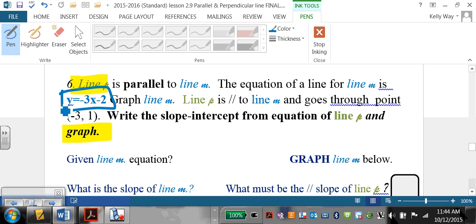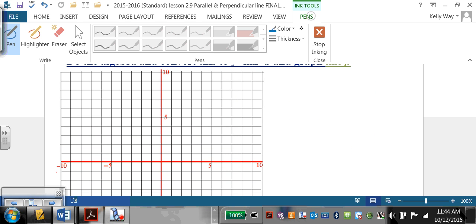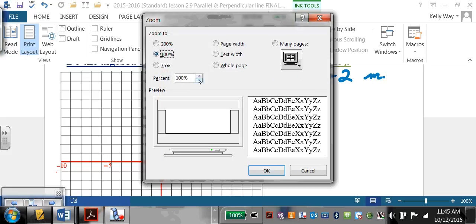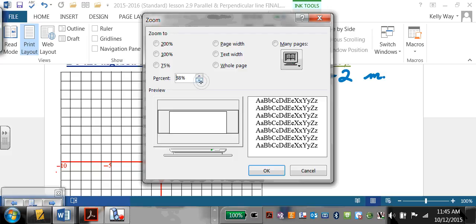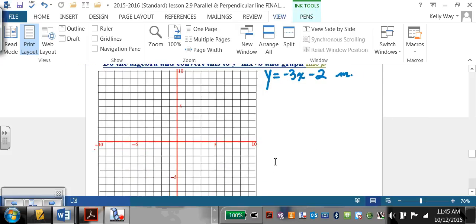Y equals negative 3x minus 2. Okay, guys, so we go like this. We have the y equals negative 3x minus 2. That's line M. So you start by graphing that. Okay, so start by graphing, guys. You can do your own graphing.